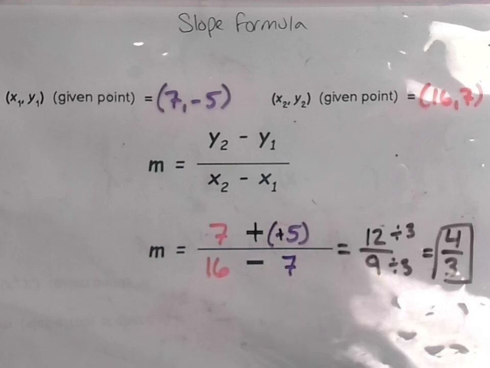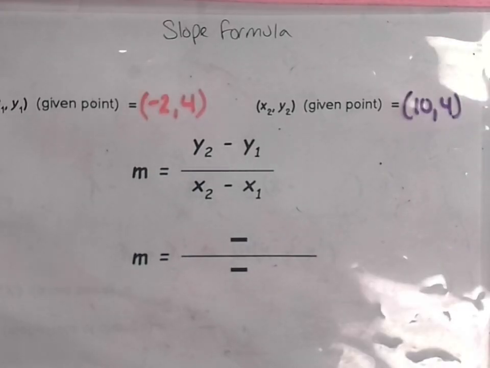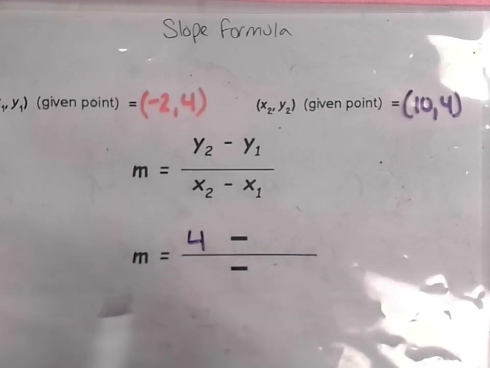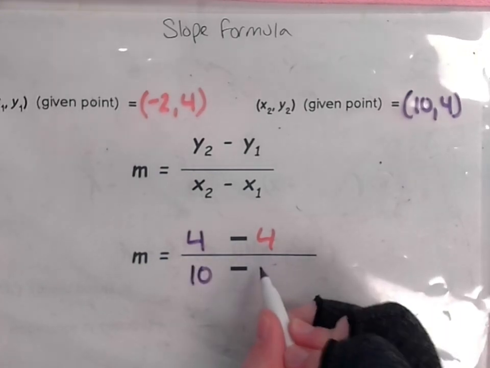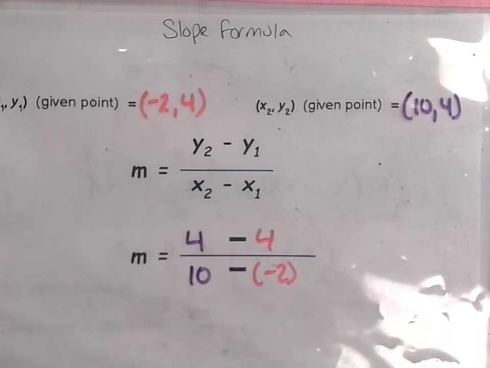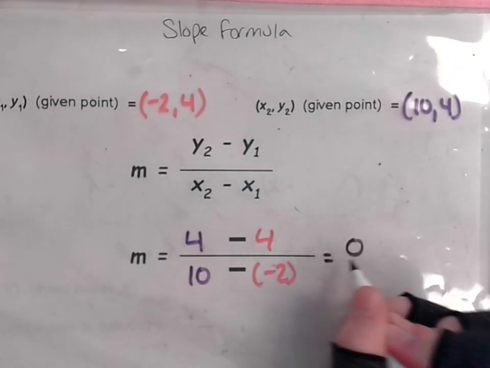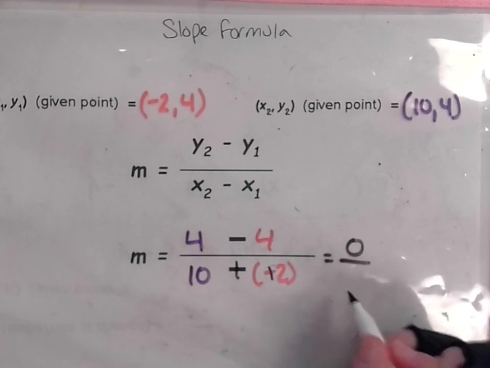Now, as you've seen with this one and the previous one, you're going to get fractional slopes a lot. Sometimes you will get whole number slopes, and sometimes you will get slightly more unconventional slopes, which we'll get to in a second here. For this one, we have the points -2, 4 and 10, 4. So we'll start with our y's, 4 and 4 again, over our x's, 10 and -2. So simplifying, 4 minus 4 is, of course, 0, over 10 minus -2 for 12.